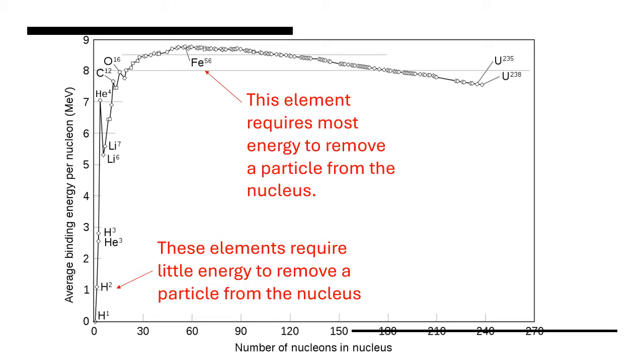However, iron, Fe, is the highest point on this graph, and this shows that this element requires the most energy to remove a particle from the nucleus. And that means that iron is the most stable element in the universe.